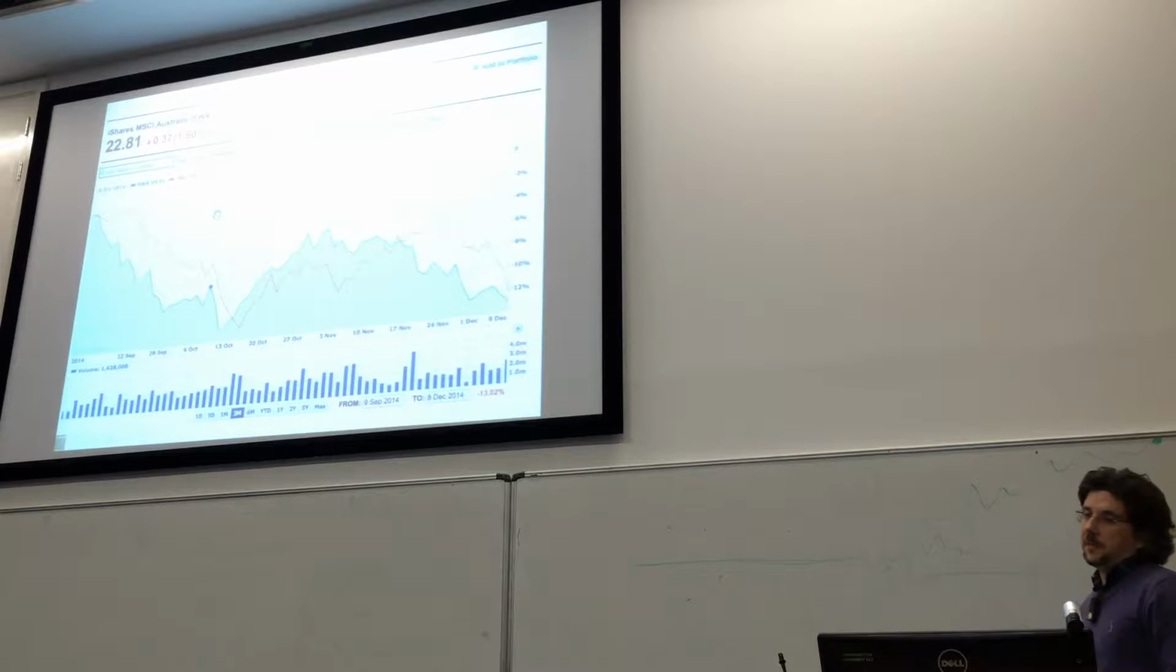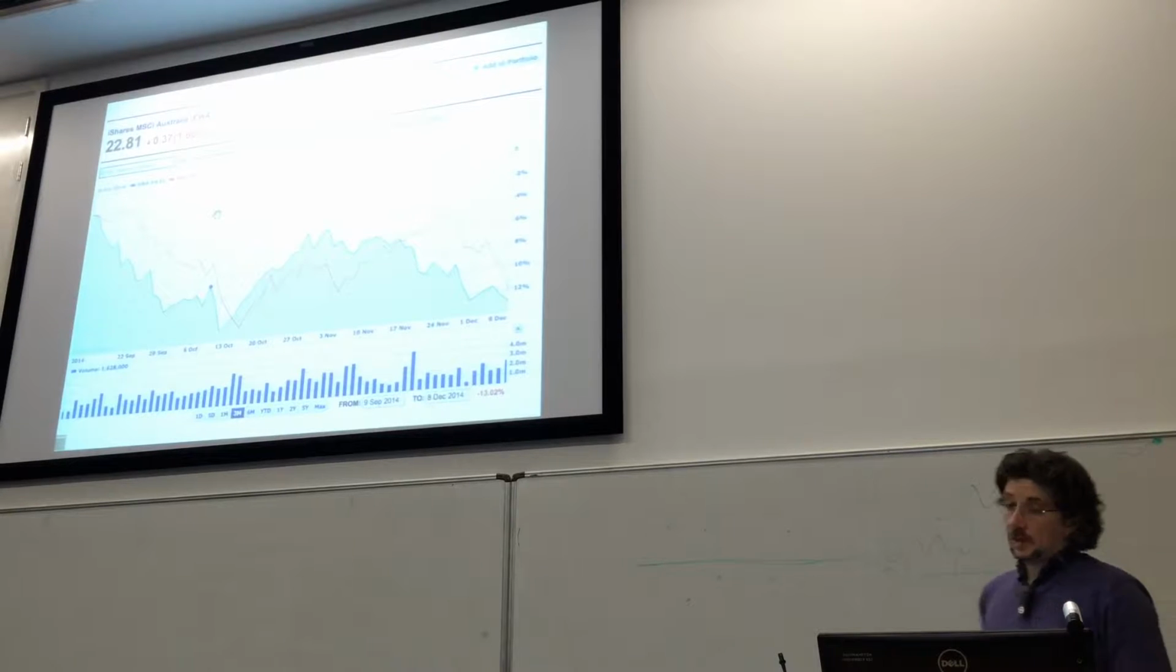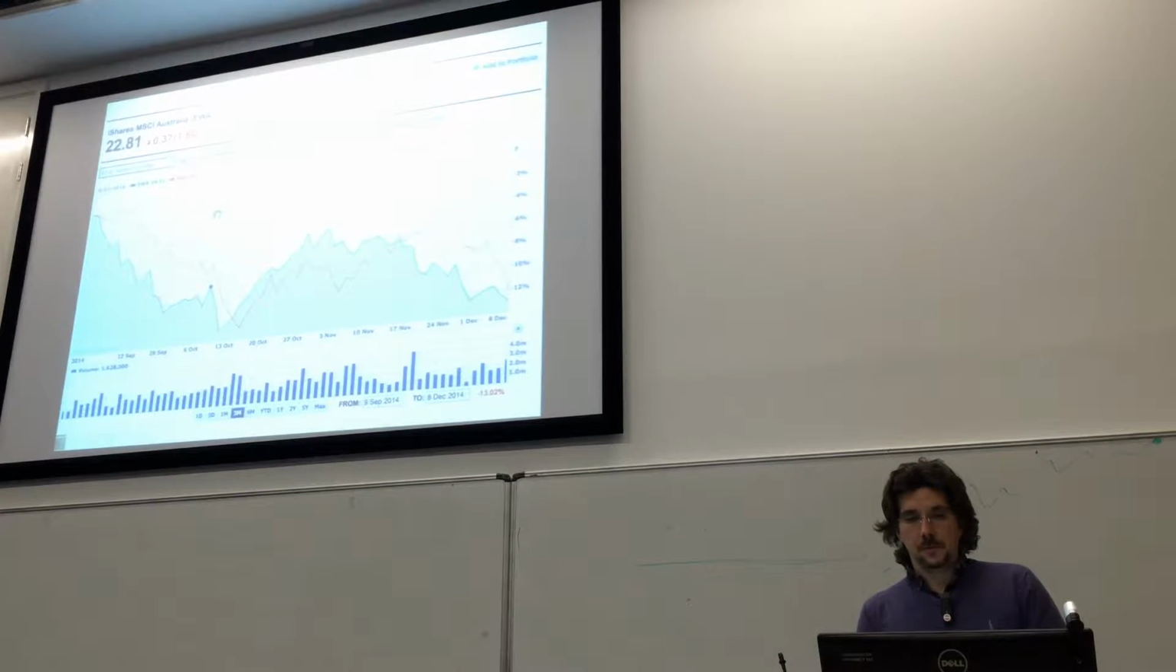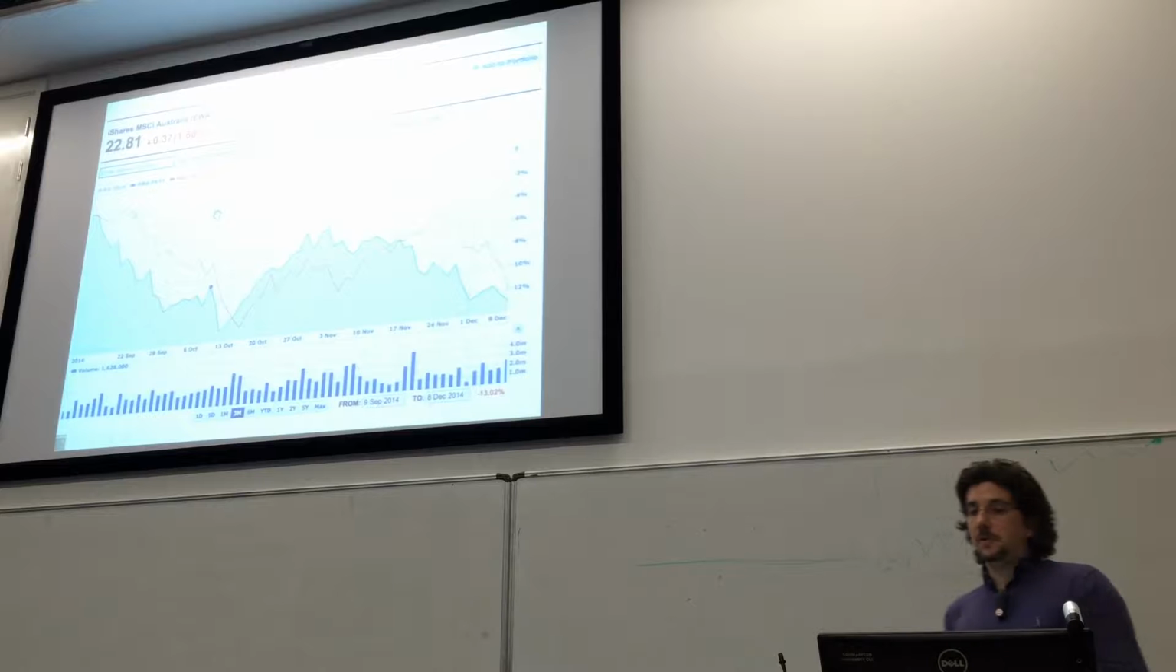So this is an example of a comparison of the two indices. The Canadian index is the red one, and the Australian one is the blue one.